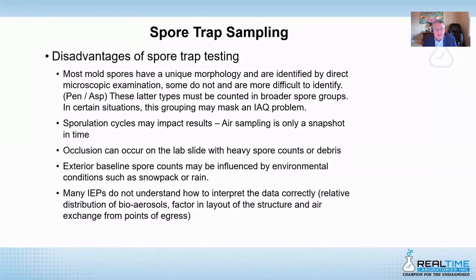And also factor in the layout of the structure. If you have where your egress, if it's at the front of the house and we have an irregular distribution of bioaerosols in, say, the master bedroom where there's no egress, then you have to look at that and make that interpretation of the data.